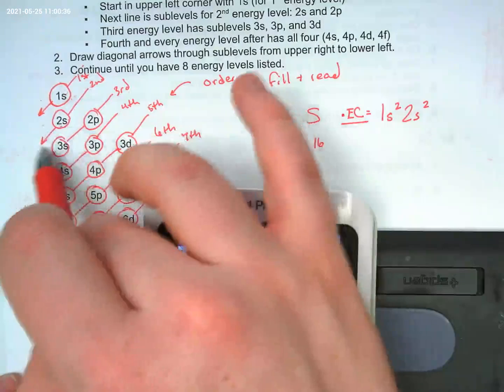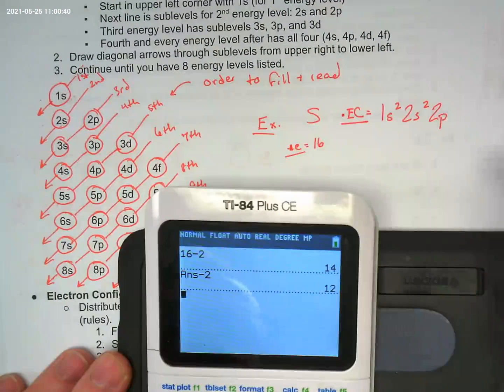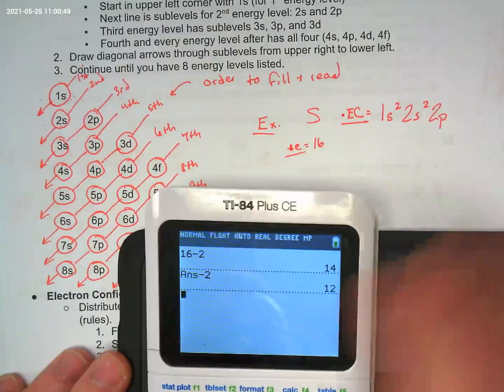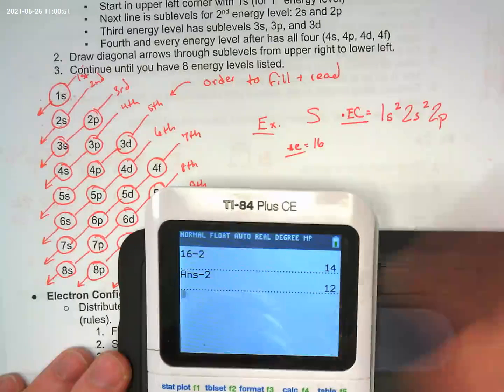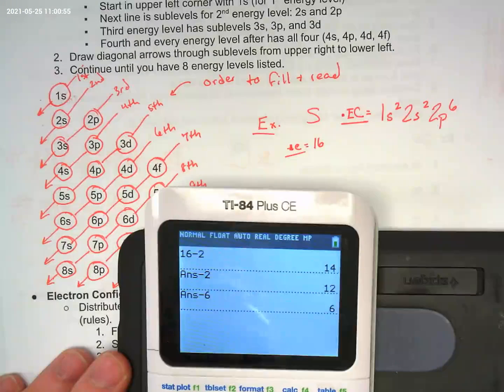Then we go back up to 2p. Remember, p can hold more than 2. P's can hold up to 6 electrons. We still have 12 left, so we can put all 6 on there. So 2p6, and we're left with 6 now.